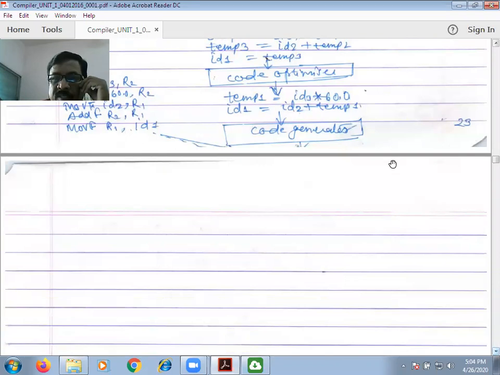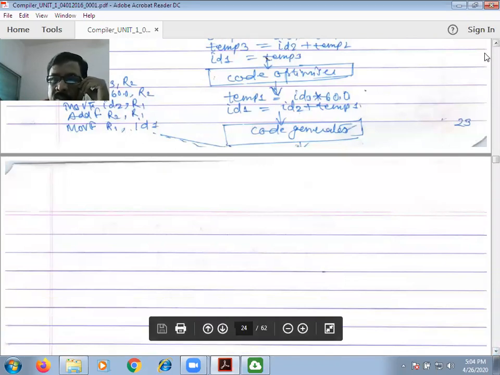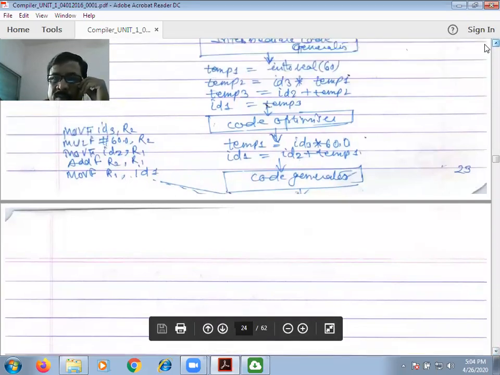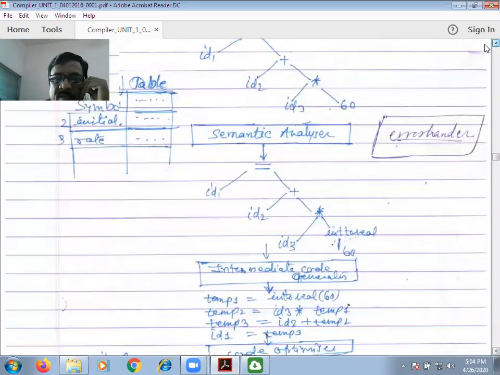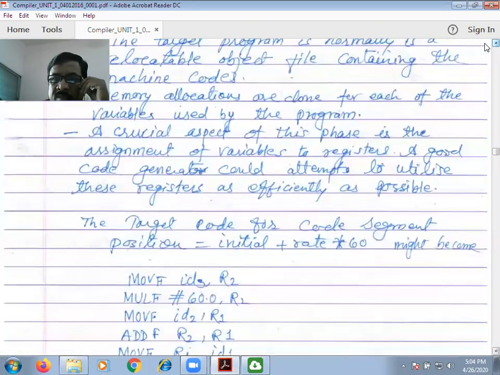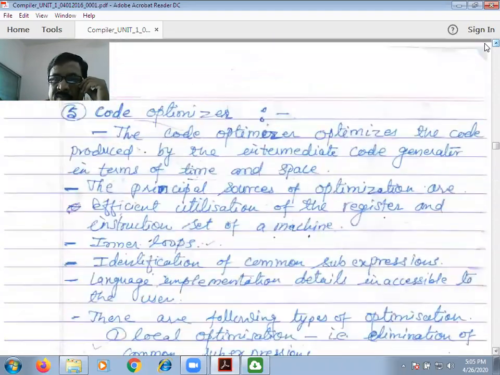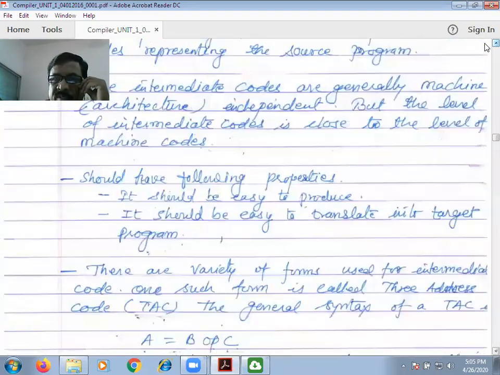This is the complete execution of a sample code of a compiler, and this is the complete explanation of the 6 phases of a compiler.